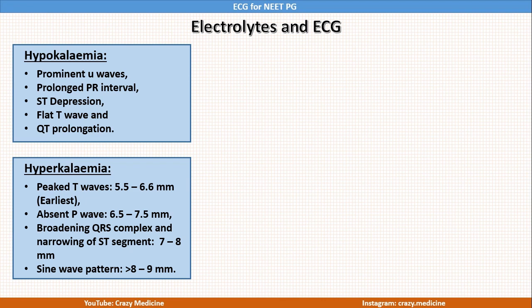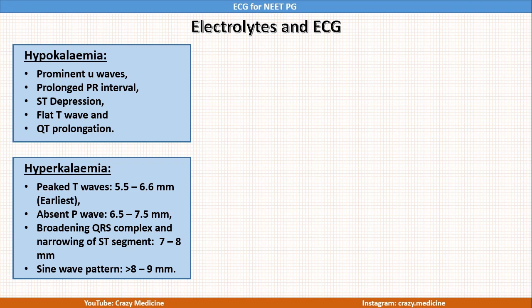Peaked T waves, which are the earliest changes, are seen when potassium is between 5.5 to 6.5. Then absent P wave is seen when potassium is between 6.5 to 7.5. Following that, there is broadening of QRS complex and narrowing of ST segment when potassium is 7 to 8. And last is sine wave pattern. It is seen when potassium is more than 8 or 9 millimoles.